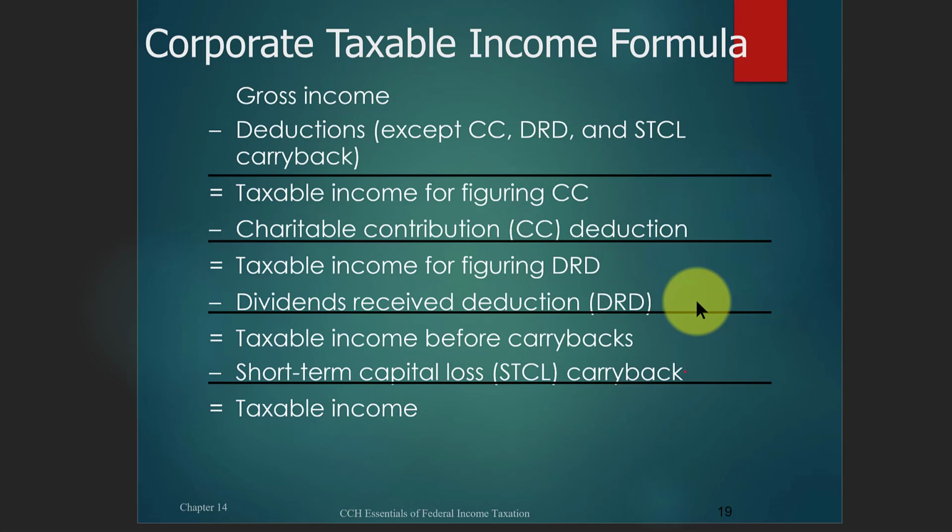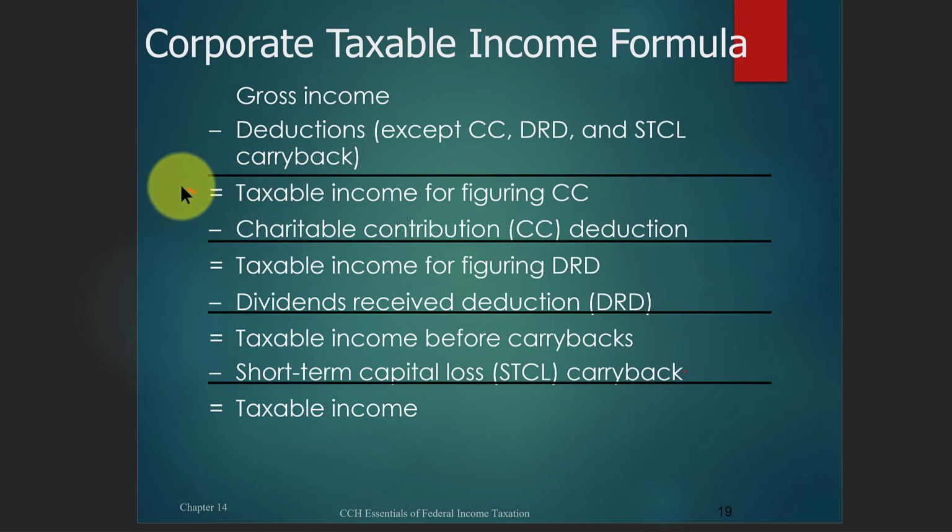This is part 2 of our video lecture for chapter 14, where we continue looking at C-type corporation taxation. And what we see here is the basic tax formula for a corporation that we had covered in part 1. But we start off again with our gross income, all the company's income. Then we subtract out most of the company's deductions except charitable contributions, dividend received deductions, and short-term capital losses that are carried back from future years that are calculated down here.